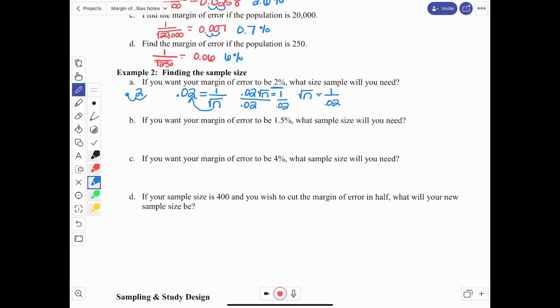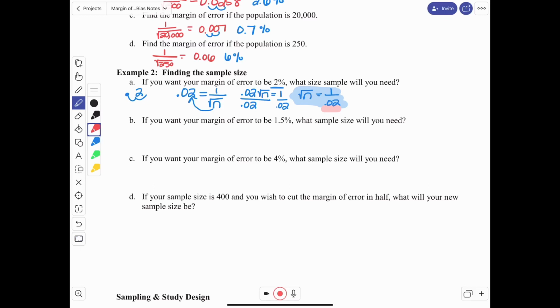So long story short, when you're looking for the sample size, we can basically start here every time. So we can start right here, okay? You're going to start with the square root because you would be doing the same steps every single time. So you can start with the square root of n equals 1 over your percentage right there.